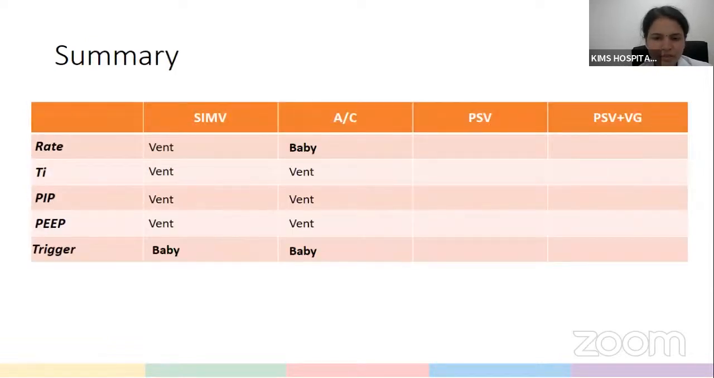So coming back to this table, with PSV, who sets the rate? It's again the baby. So it's effectively like assist control ventilation. The only difference being assist control is time cycle and PSV is flow cycle.